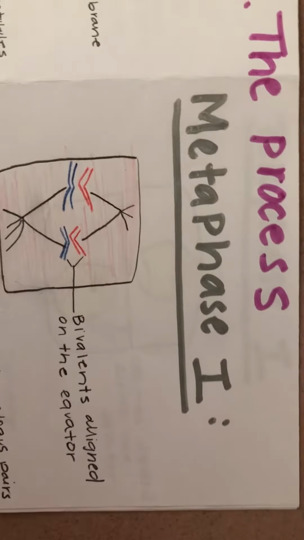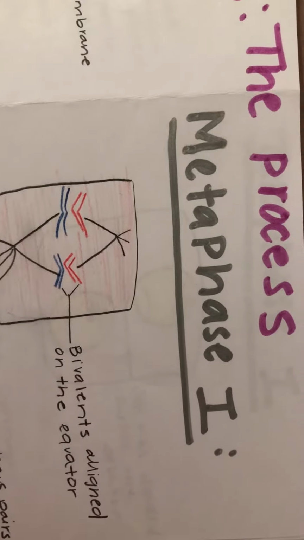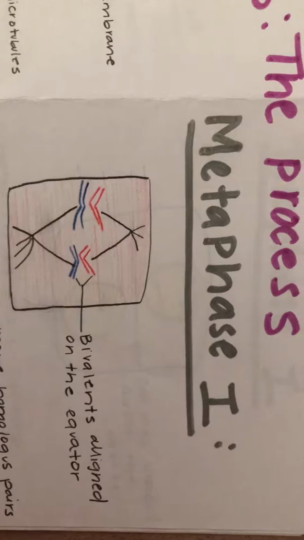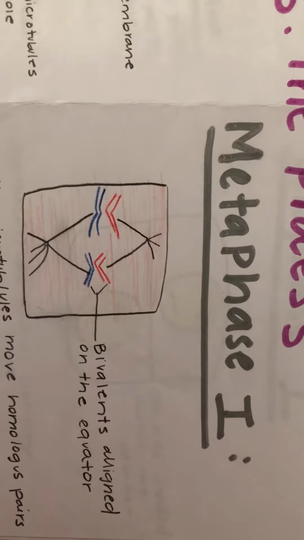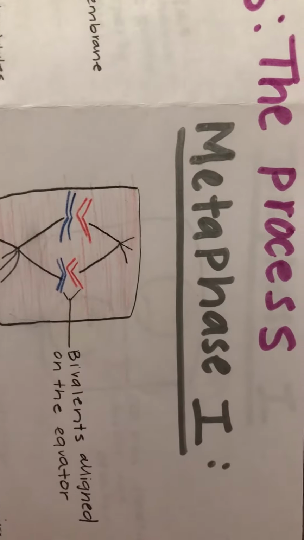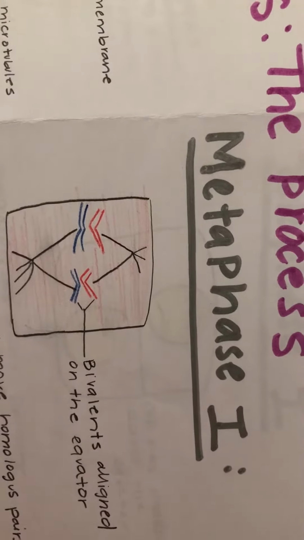The second stage in the process of meiosis is metaphase 1. Metaphase 1 is when the spindle microfibrils move homologous pairs to the equator of the cells, and in the red and blue you can see the bivalents aligned on the equator. The orientation of paternal and maternal chromosomes on either side of the equator is random and independent of the other homologous pairs.